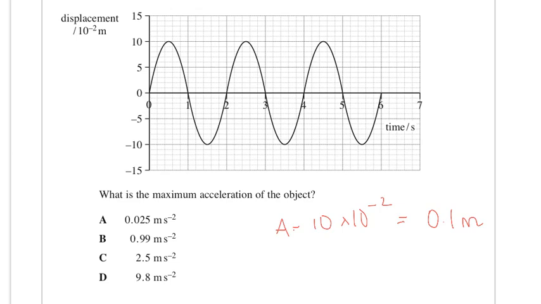And then if we look on our data and formula sheet, we can find an expression for the maximum acceleration. So the frequency is going to be 1 over the time period, which is 1 over 2, or 0.5 hertz. So if we look at our SHM section of our formula sheet, a max is (2 pi f) all squared multiplied by A. So let's do that. 2 times pi times 0.5, squared, multiplied by 0.1 gives us 0.99, which is option B.